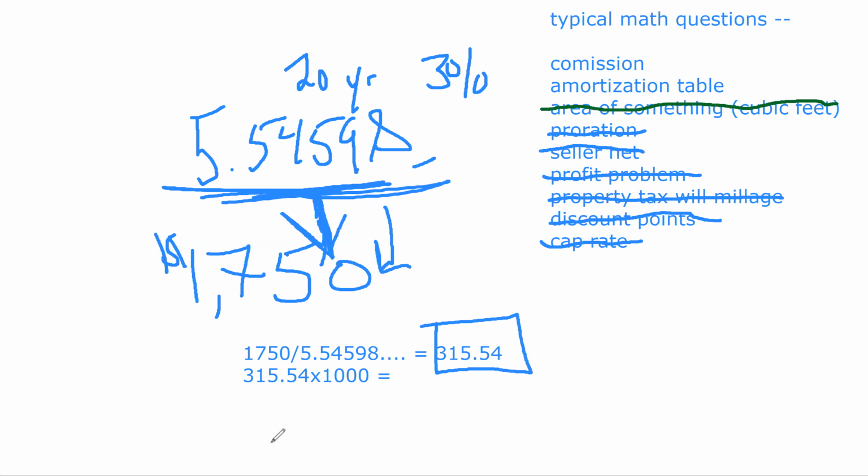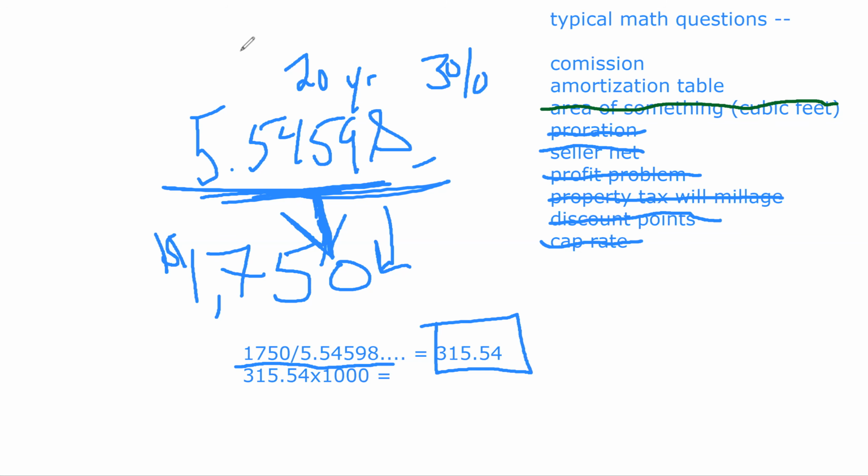Okay. So when I first divide, what do I type into the calculator? This is the equation. So it'll be 1,750 divided by 5.54598. You need to know how many of those payments fit into the monthly budget. So that is how you would solve with a monthly budget.